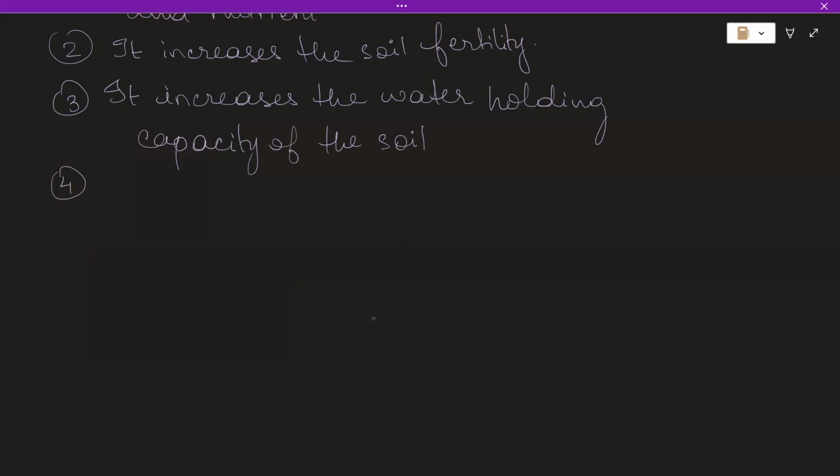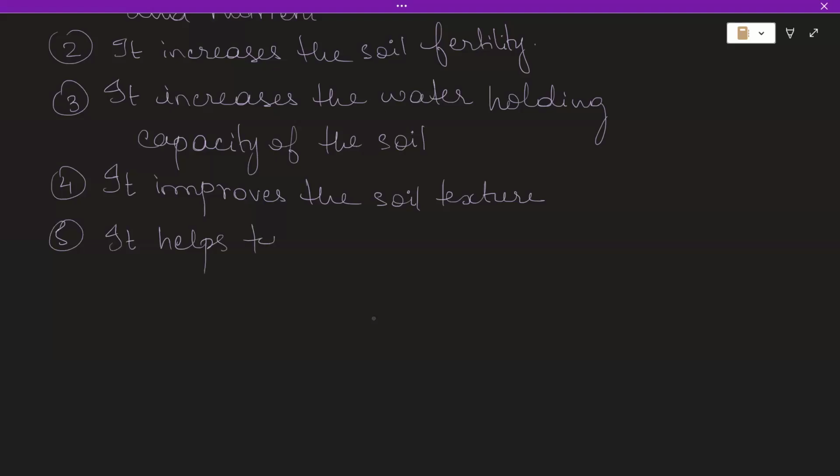Then after that, it improves the soil texture. That's what is done by the manure. And apart from that, it helps us to reduce our reliance on fertilizers, so it helps us to avoid the use of fertilizers. Is it clear, students? Any doubts up until now?